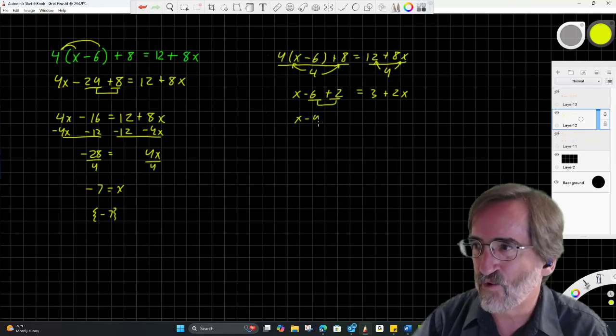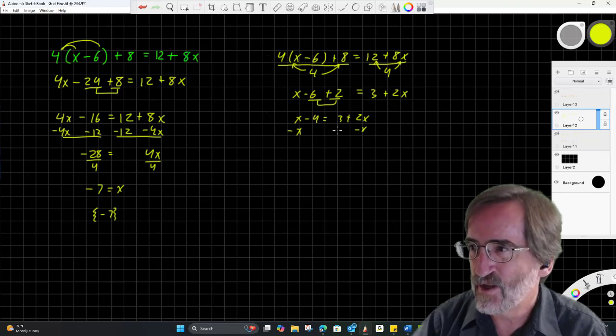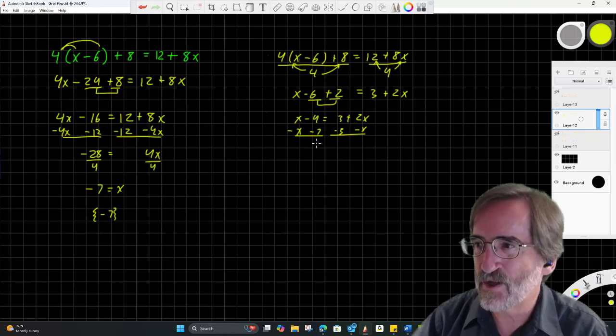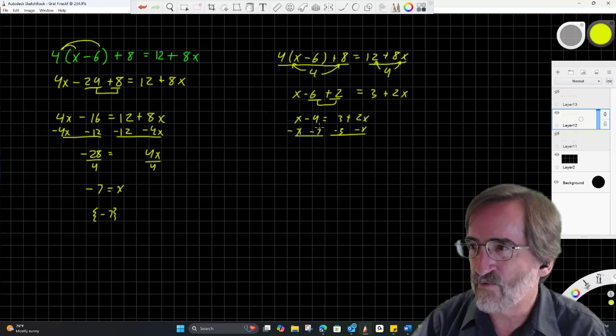x minus 4 equals 3 plus 2x. I'm going to subtract x from both sides and subtract 3, keeping it balanced. x minus x is 0, negative 4 minus 3. I was thinking ahead to the solution. It's negative 7. And 3 minus 3 is 0, 2x minus 1x is x.